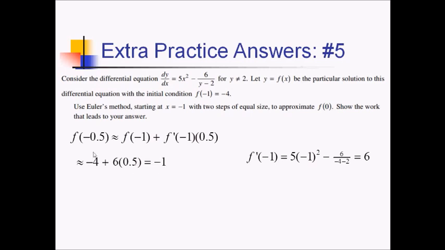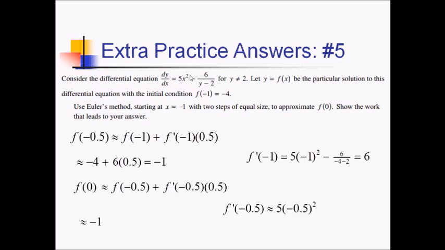Next up, we need to find f of 0. So that's going to be f of negative 0.5, which we just found up there, plus f prime of negative 0.5 times a step of 0.5. F of negative 0.5 we approximated as negative 1. Now for f prime of negative 0.5, I've got an x value of negative 0.5, so 5 times negative 0.5 squared, minus 6 over, and now for the y value, we're going to use this negative 1 that we approximated. So 6 over negative 1 minus 2.